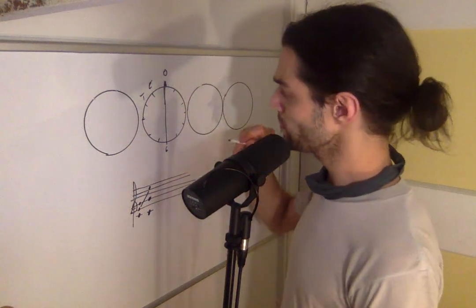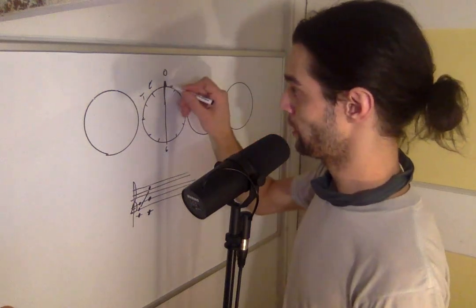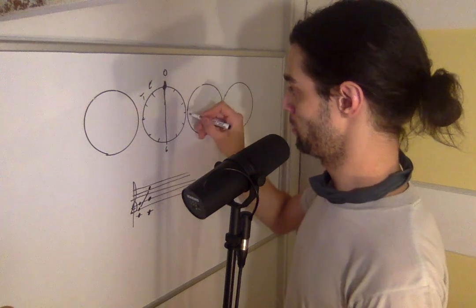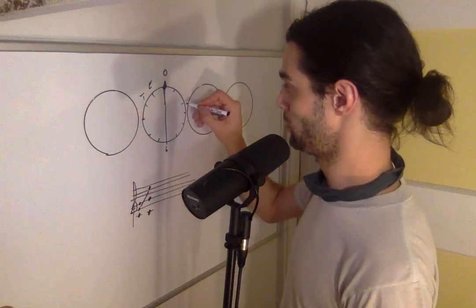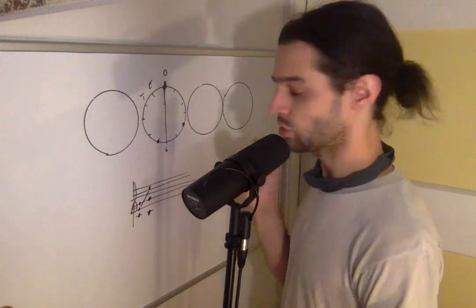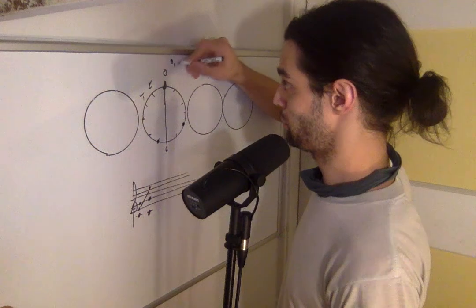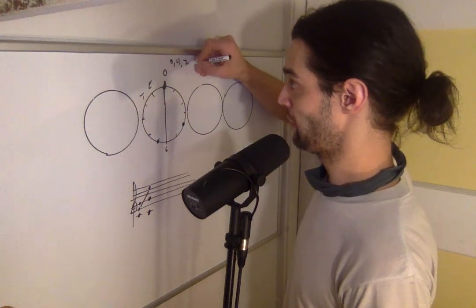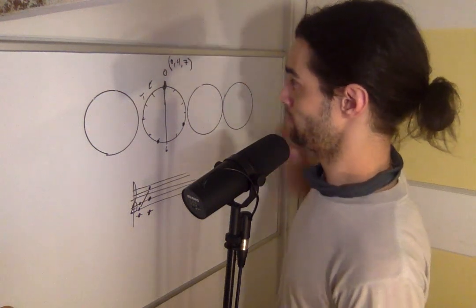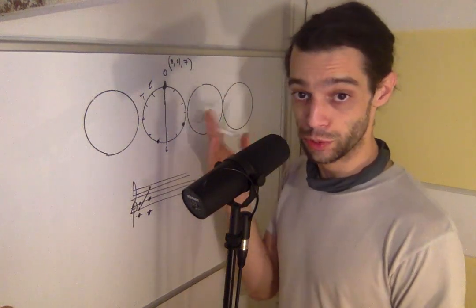So let's map a major triad here and say, okay, so 0, 4, so 1, 2, 3, 4, 5, 6, 7. So to me, a major triad is simply 0, 4, 7. Like that. And this is generic. It doesn't matter what the root note is.